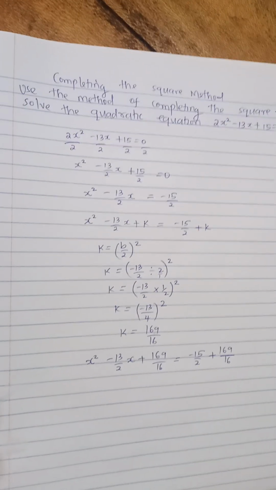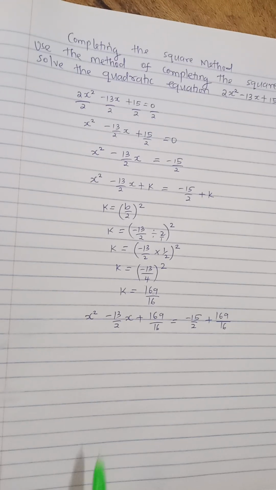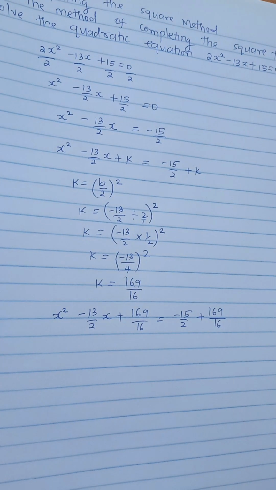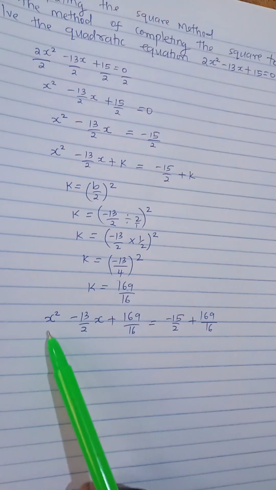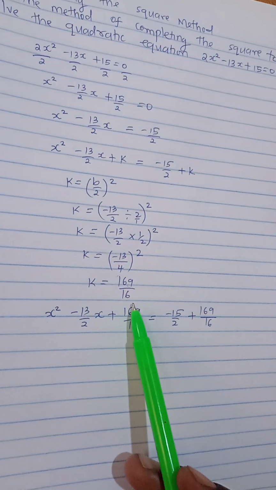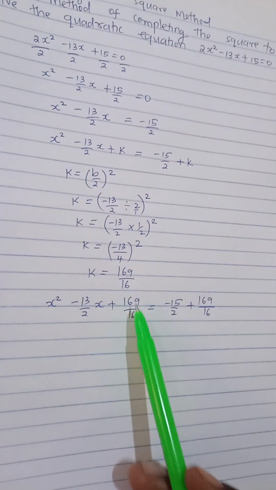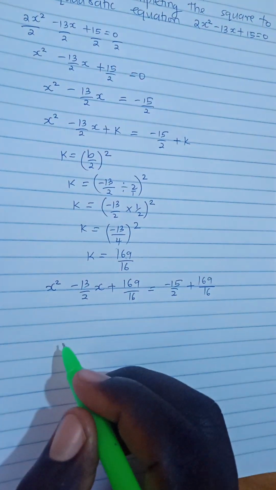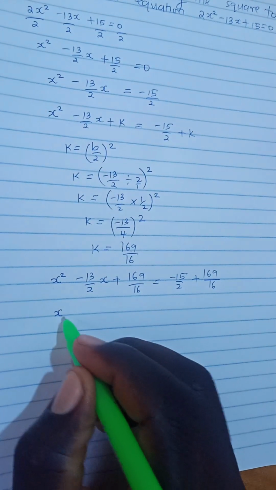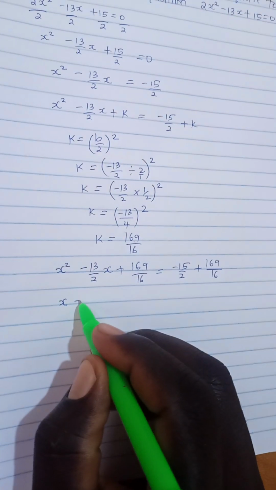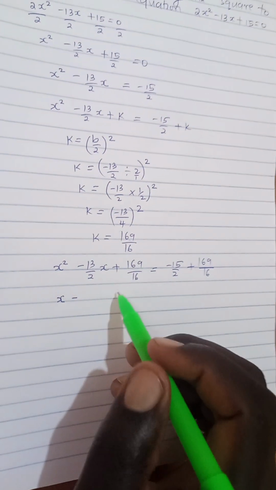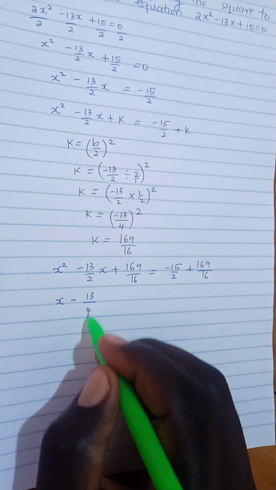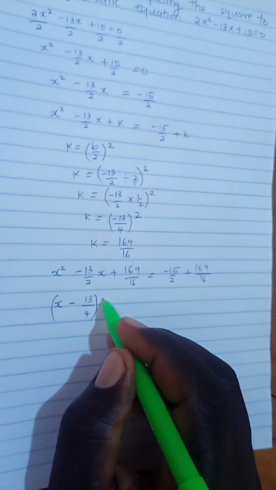Now, having that, according to completing the square, we will have to find the square. So we take the square root of x squared, and we also take the square root of 169 over 16. Then we take this sign. So we shall have the square root of x squared is x, then we take this sign, that is minus. Then the square root of 169 is 13, over the square root of 16, which is 4. Then we close the bracket and we square it.